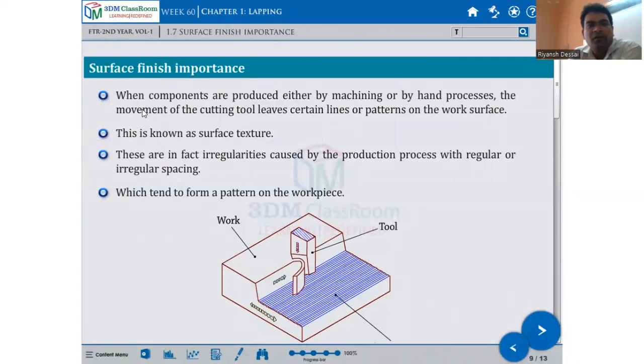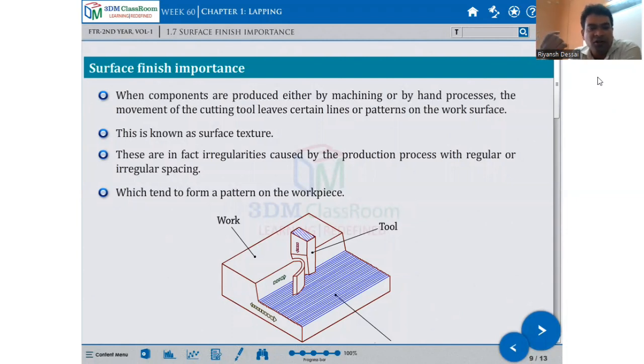See, when the components are produced either by machining or by hand process, the movement of the cutting tool leaves certain lines or patterns on the workpiece. This is the same for filing, turning, or any machining operation. Once the tool cuts the metal surface, it will leave some mark or pattern. That is called roughness. This is known as surface texture.